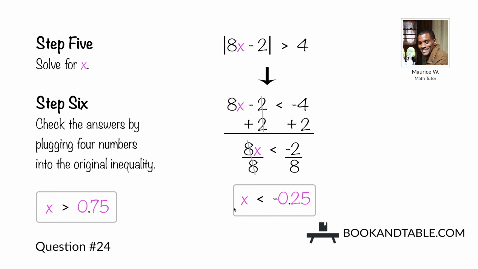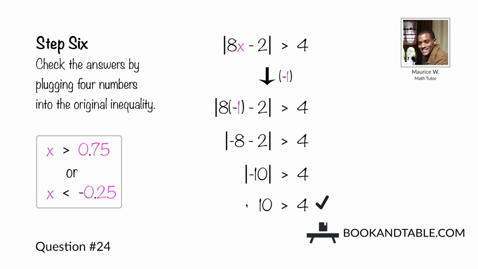So these are the two separate intervals for our x value. And now to check the answers, you plug in 4 numbers into the original inequality, 2 numbers to test this part, 2 numbers to test this part. So we'll start with the smallest values and work our way up to the positive values.